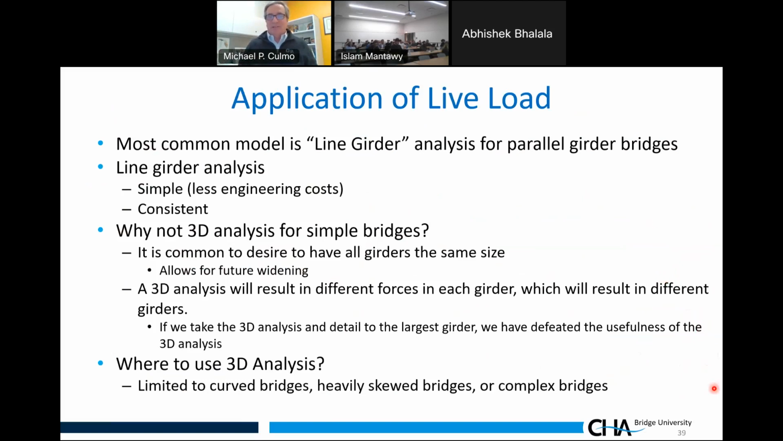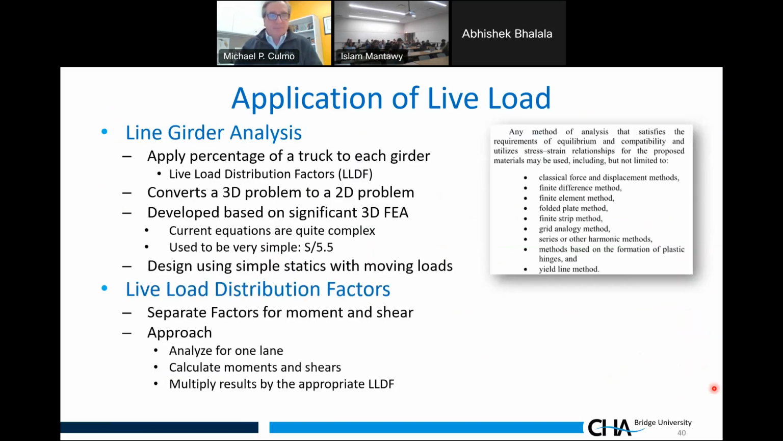It's simple, it's easy, and the reality is all the beams come out the same, so we're happy with the results. But we still do 3D analysis. For curved bridges, heavily skewed bridges, or very complex bridges, we do 3D analysis. We get into very complex, even finite element analysis for that. But for the most part, the code is based on line girder analysis. So we'll get into that now.